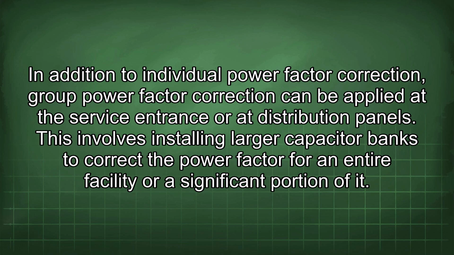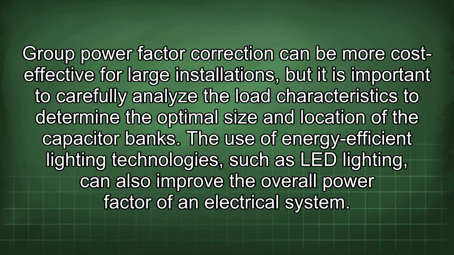In addition to individual power factor correction, group power factor correction can be applied at the service entrance or at distribution panels. This involves installing larger capacitor banks to correct the power factor for an entire facility or a significant portion of it. Group power factor correction can be more cost-effective for large installations, but it is important to carefully analyze the load characteristics to determine the optimal size and location of the capacitor banks.